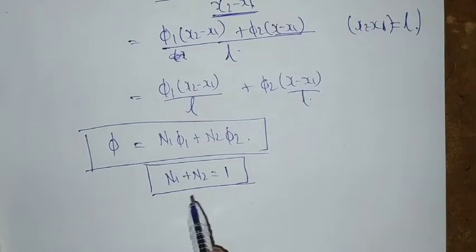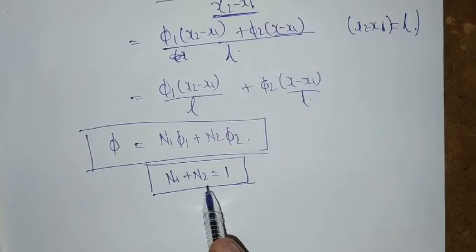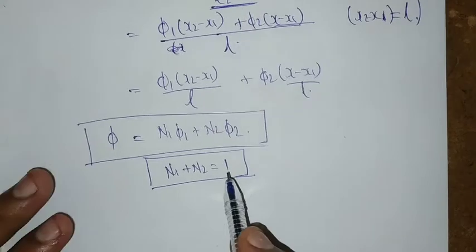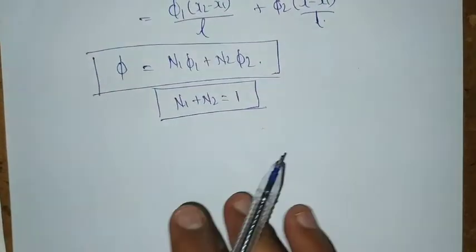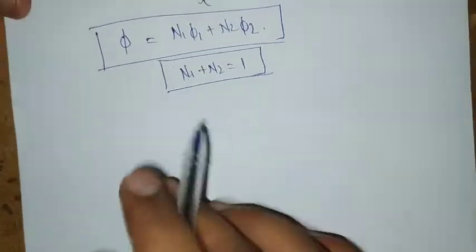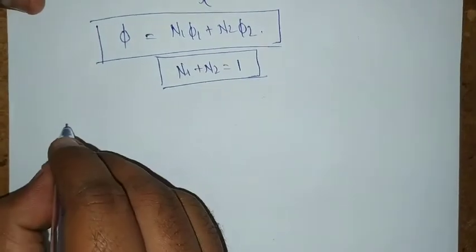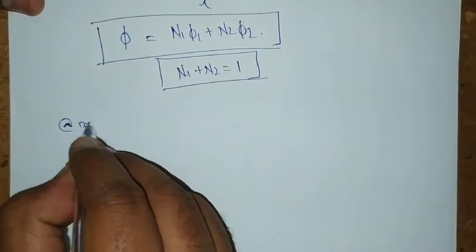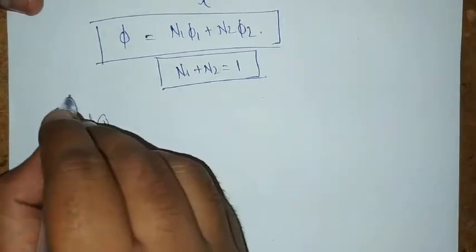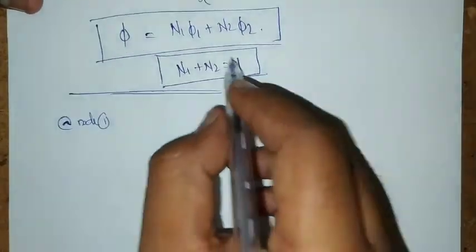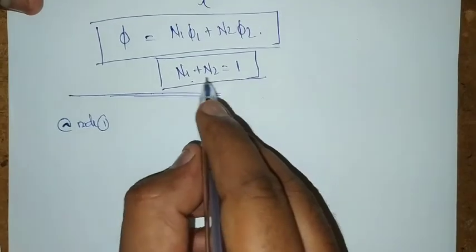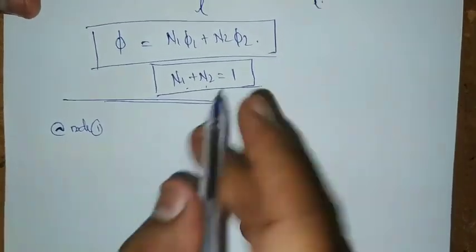So to check how this n1 and n2 has come, we are going to have some checks. First, I will see how the value of n1 plus n2 has become 1. We will go with one check. First we will consider node 1. Up to here the derivation has finished. To check this condition, how this n1 plus n2 is equal to 1, how it has become.